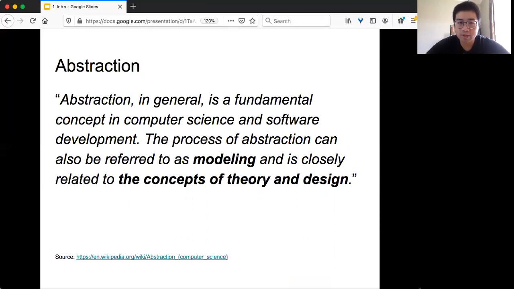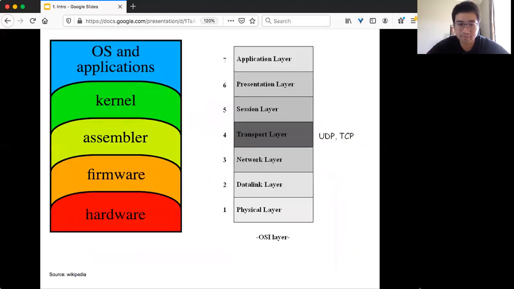Abstraction is super important for computer science. You can think of it as a fundamental concept, or the API of the software. And it's closely related to how you model your system, how you want to provide different kinds of functionality, how you build your system. And if you like to work in both theory and design and practice, you need to start with abstraction. And then here is a more traditional one.